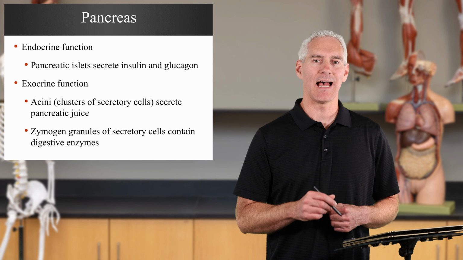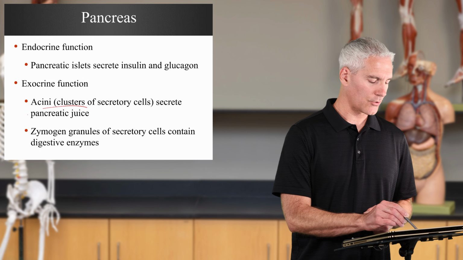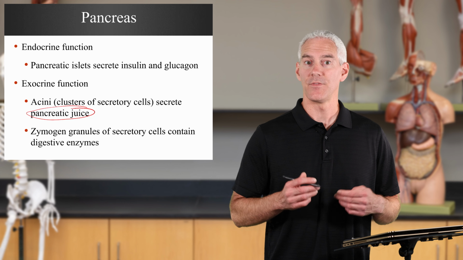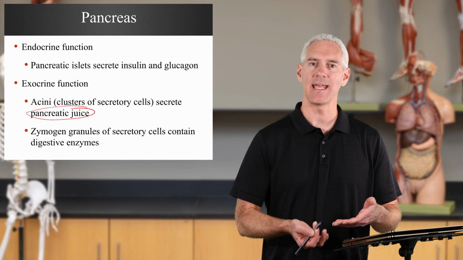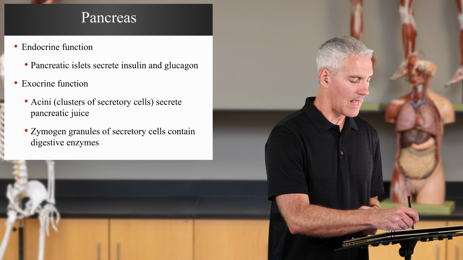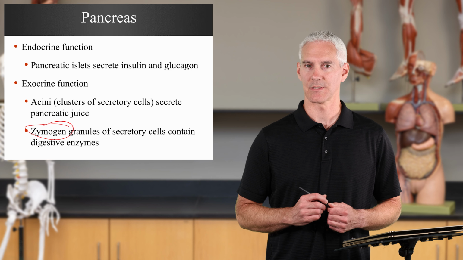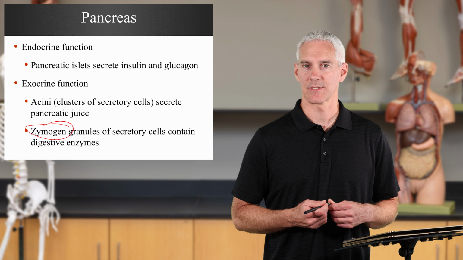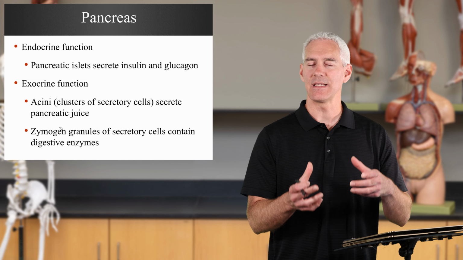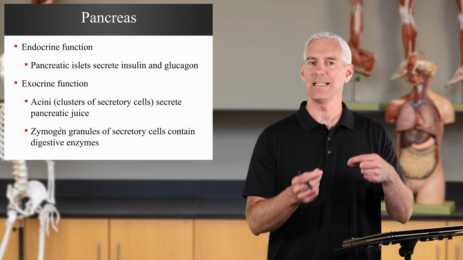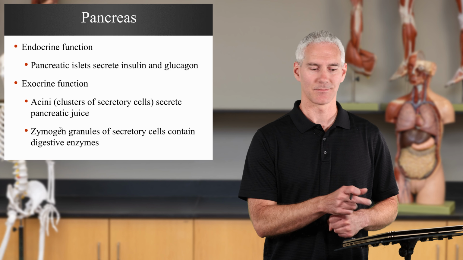So that means we're looking at the acini or the acinar cells. These cells are going to secrete pancreatic juice. They're going to secrete the actual fluid that contains all these enzymes and these buffering agents. Inside these cells are these zymogen granules. The zymogen granules will contain the actual digestive enzymes. So these acinar cells contain zymogen granules, which then contain the digestive enzymes.